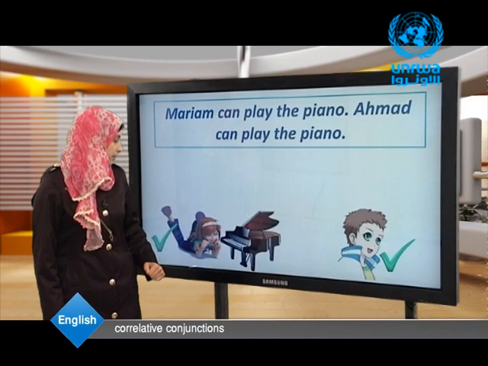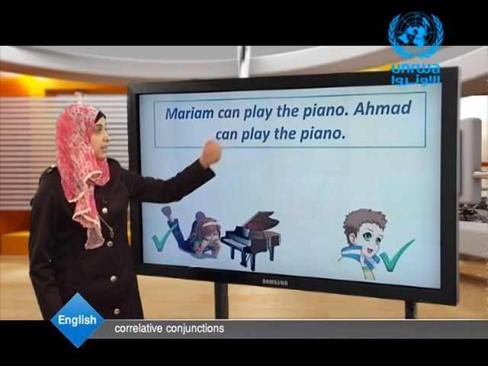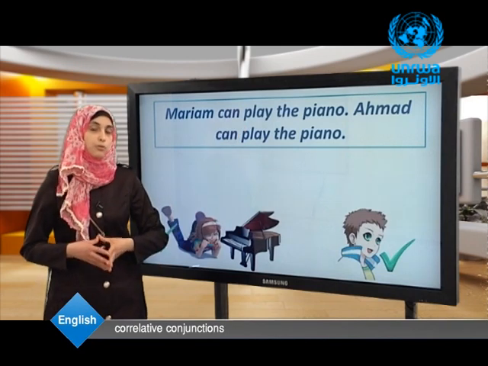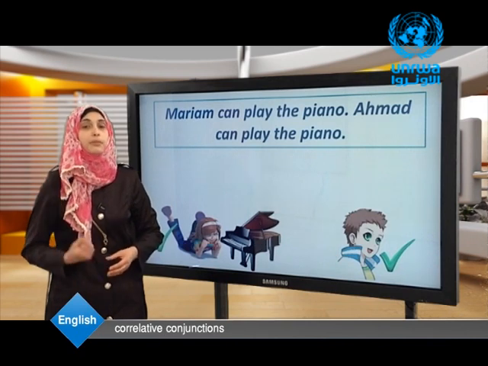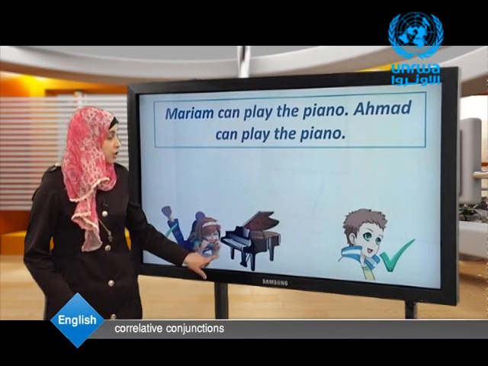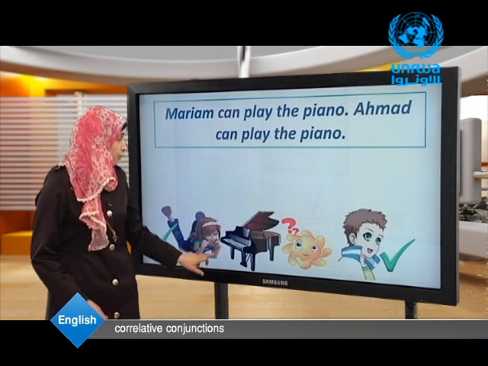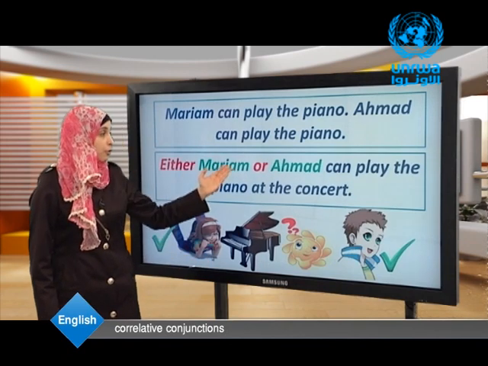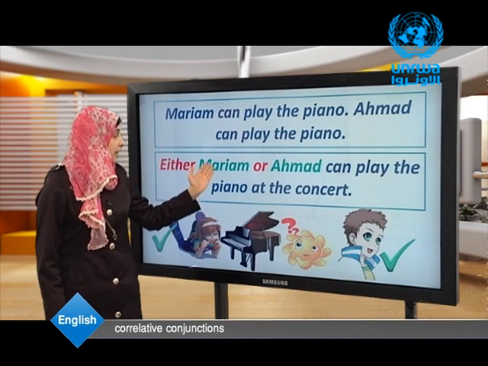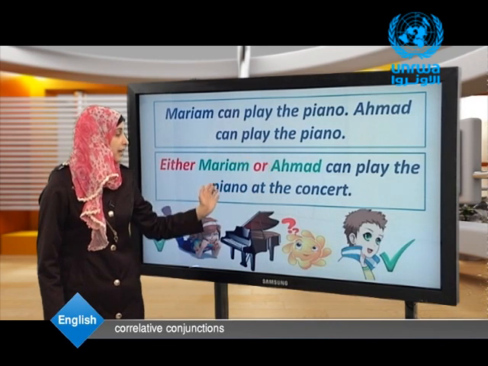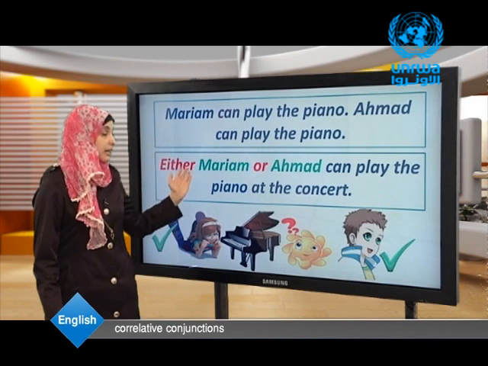Look at the pictures here. We have Maryam and we have Ahmed. Maryam can play the piano. Ahmed can play the piano too. But remember, we have only one piano, so both of them cannot play one piano at once. So we have to choose Maryam or Ahmed. So either Maryam or Ahmed can play the piano at the concert. Here we have to choose only one person, either Maryam or Ahmed.